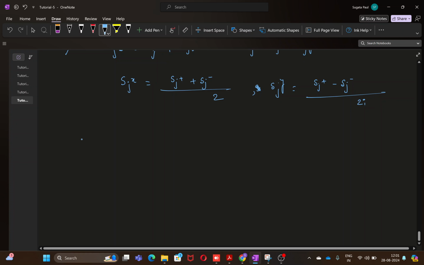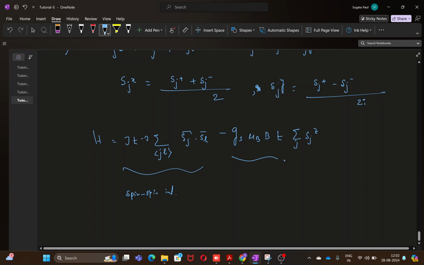And the Hamiltonian was written as H equal to minus J h cut by 2, sum over jl nearest neighbors, S_j vector dot S_l vector, minus g_s mu_B B h cut sum over j S_jz, z component. So this is the spin-spin interaction term, and this is your Zeeman term coming from the external field B, which is along z cap, so this is B times z cap.